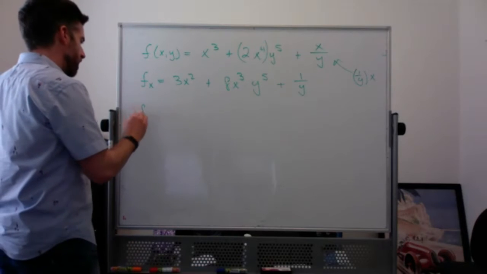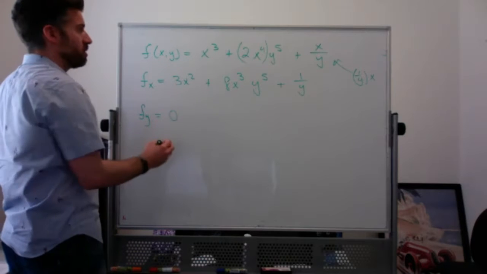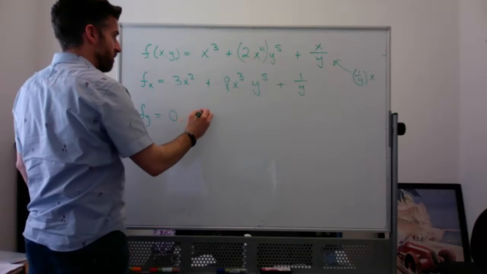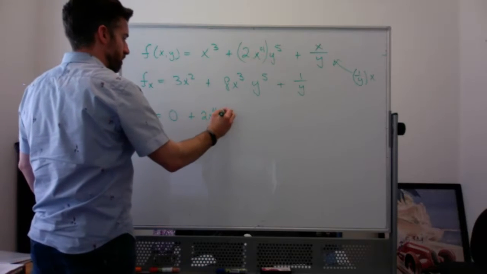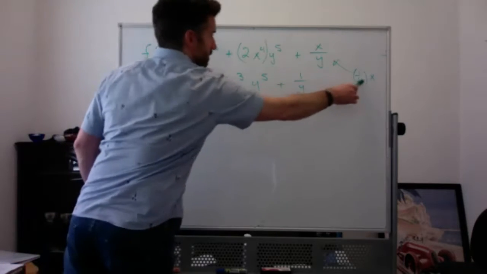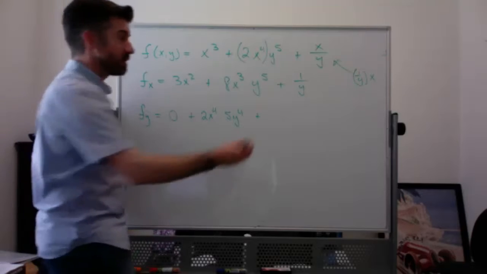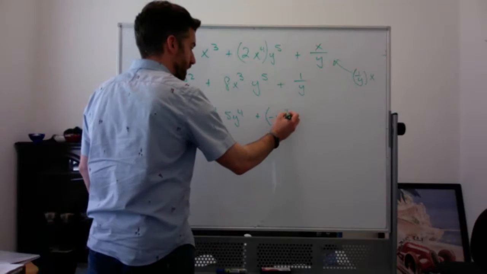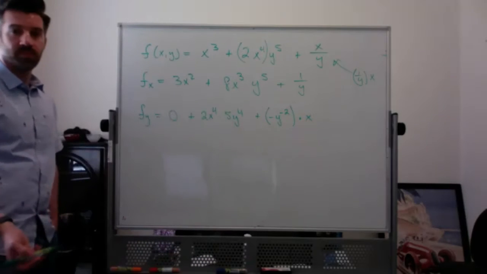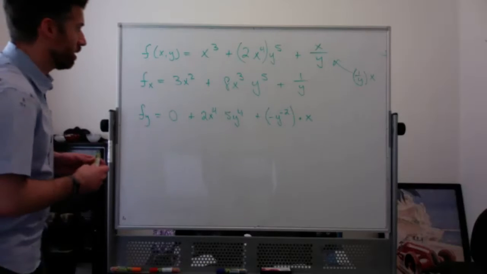The partial with respect to y is equal to, well, the derivative of x cubed is 0, because it's a constant. Now I've got a constant times y to the fifth. The derivative is going to be 2x to the fourth times 5y to the fourth. And for x times 1 over y, the derivative of 1 over y, or y to the negative first, is negative y to the negative second. And then the x, that's a constant multiple, just sticks around. So those are your partials in the x and the y directions, respectively.